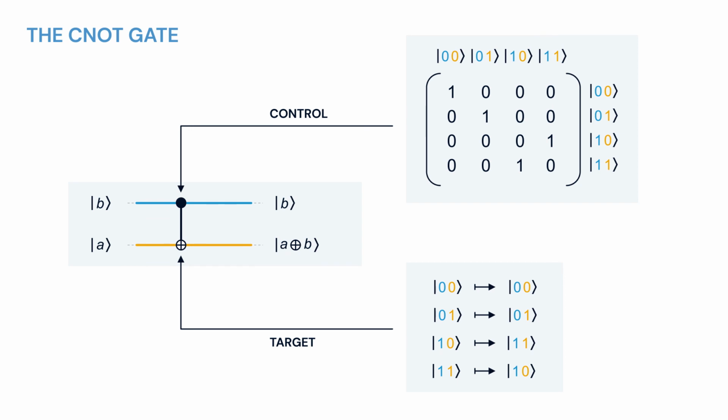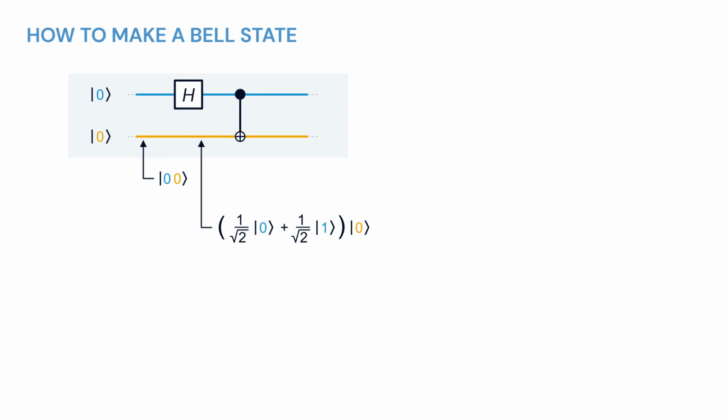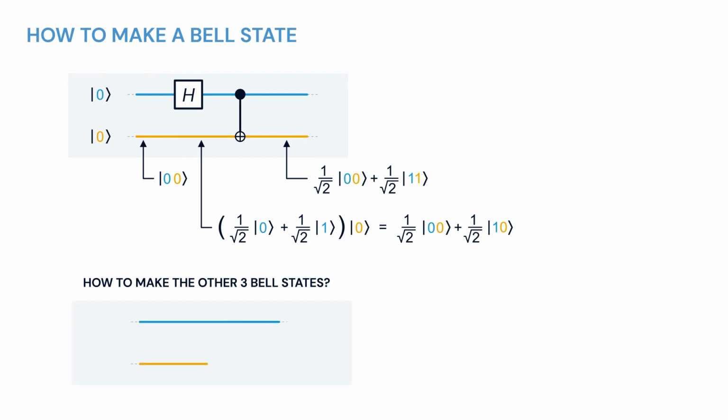We've said that the C node gate allows us to create entanglement. Let's see how. If we apply the C node to the state plus 0, we create the state 0, 0 plus 1, 1, which you might recognize as one of the Bell states. In fact, by choosing the appropriate input states for the top and bottom qubits, we can create the 4 Bell states.